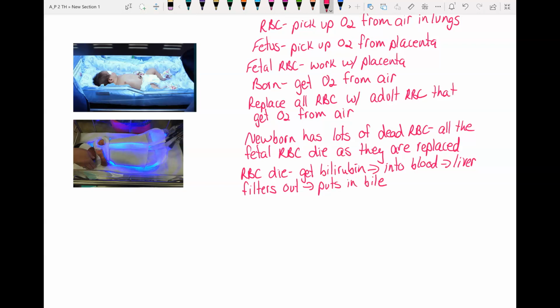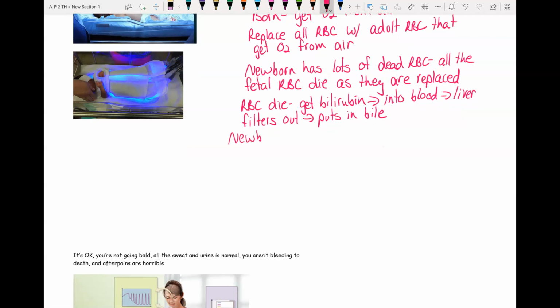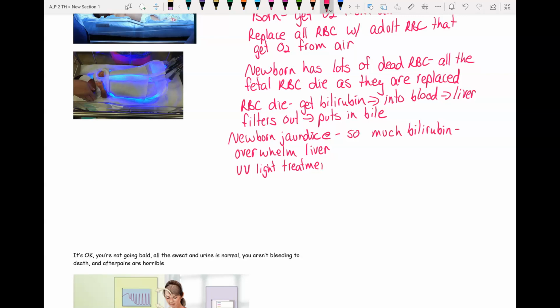It's pretty common for babies to get jaundice. Newborn jaundice occurs because there is so much bilirubin that it can overwhelm the liver. And the liver just can't keep up, and so the bilirubin builds up in the blood. The good news is there's easy treatment for this. UV light is the treatment.